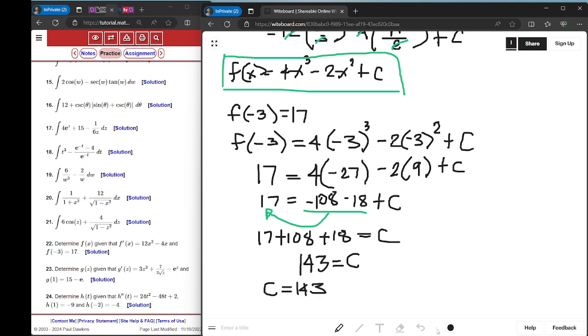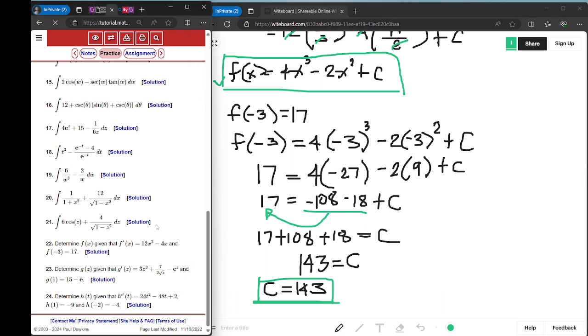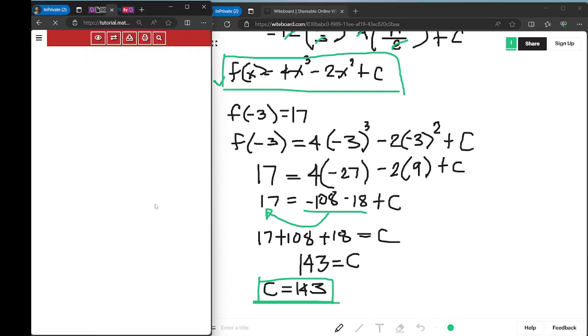So let's just check. I'm really not sure if this is what we need to solve. But let's check. Hopefully we are correct.